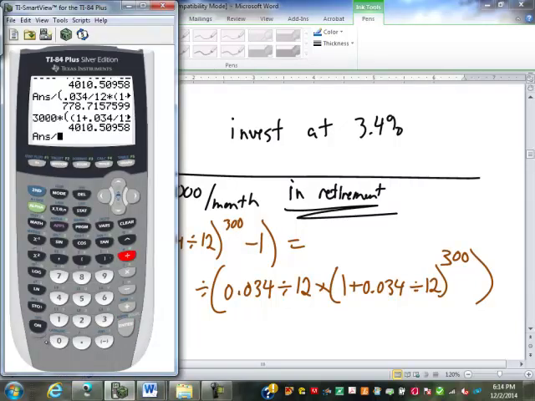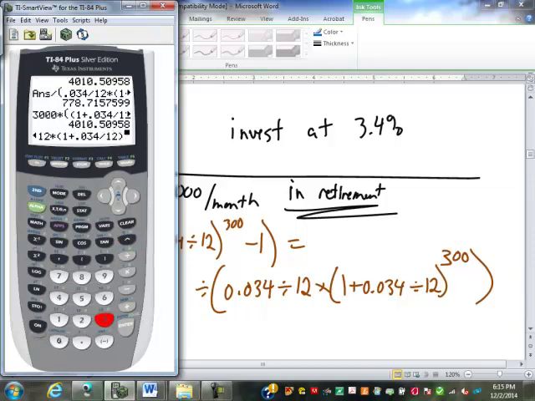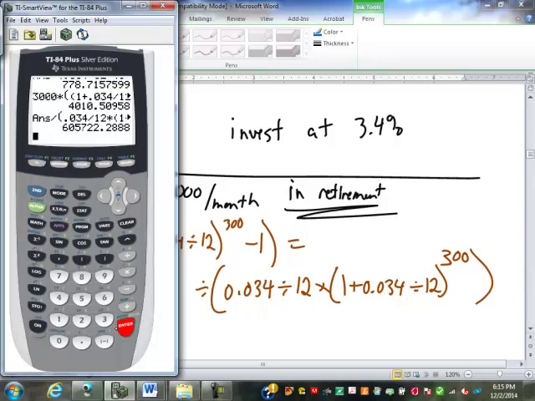Divided by 0.034. Oops, we've got to put in the parentheses first. Parentheses, 0.034 divided by 12, times 1 plus 0.034. We've got the parentheses. Is that what it was? Time. Oh, we just didn't say it. Okay. 12, close, power 300, and close. That's better.